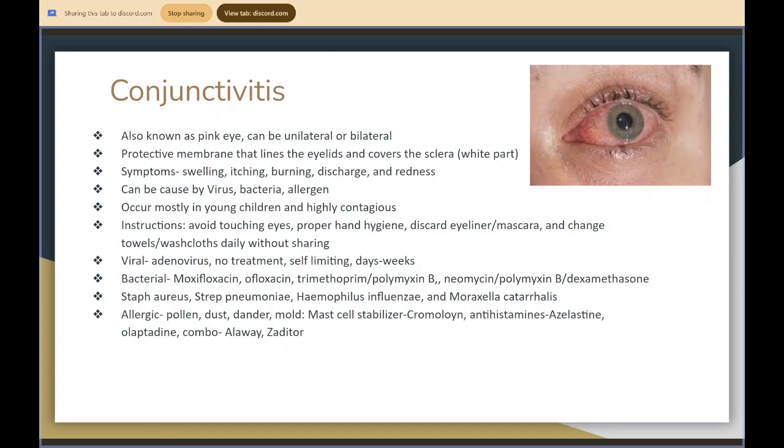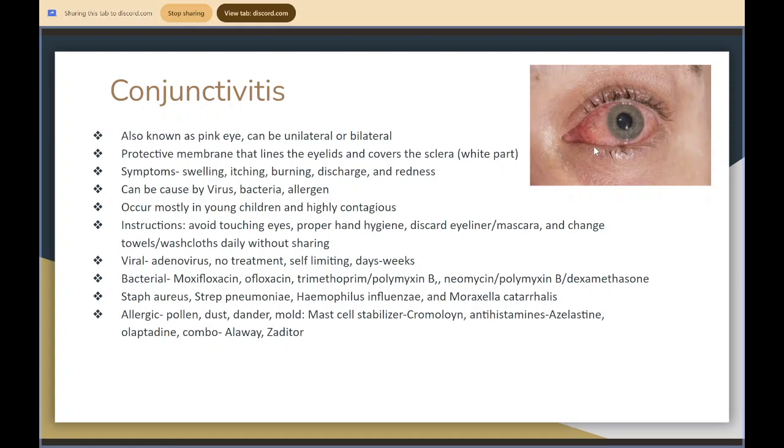Very good, thank you. So this is also known as pink eye, and it can be unilateral or bilateral. Just to clarify, unilateral is in one eye, bilateral is in both eyes. And the conjunctiva is the protective membrane and it lines the eyelid and protects the sclera, which is the white part. So if you look at the picture and you see the redness, that area is usually white and that is conjunctivitis.